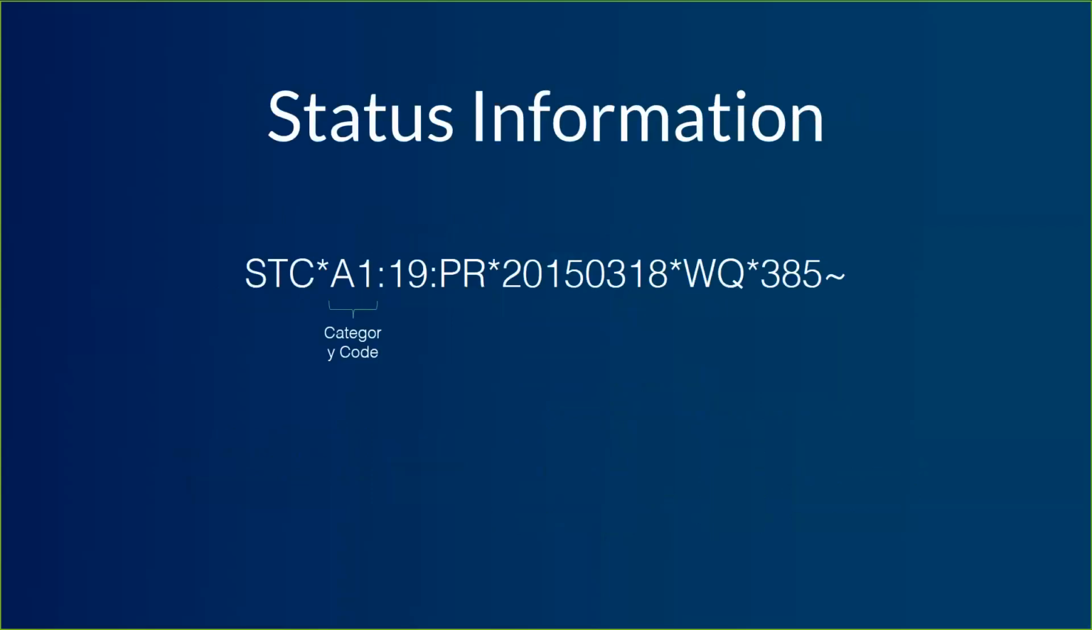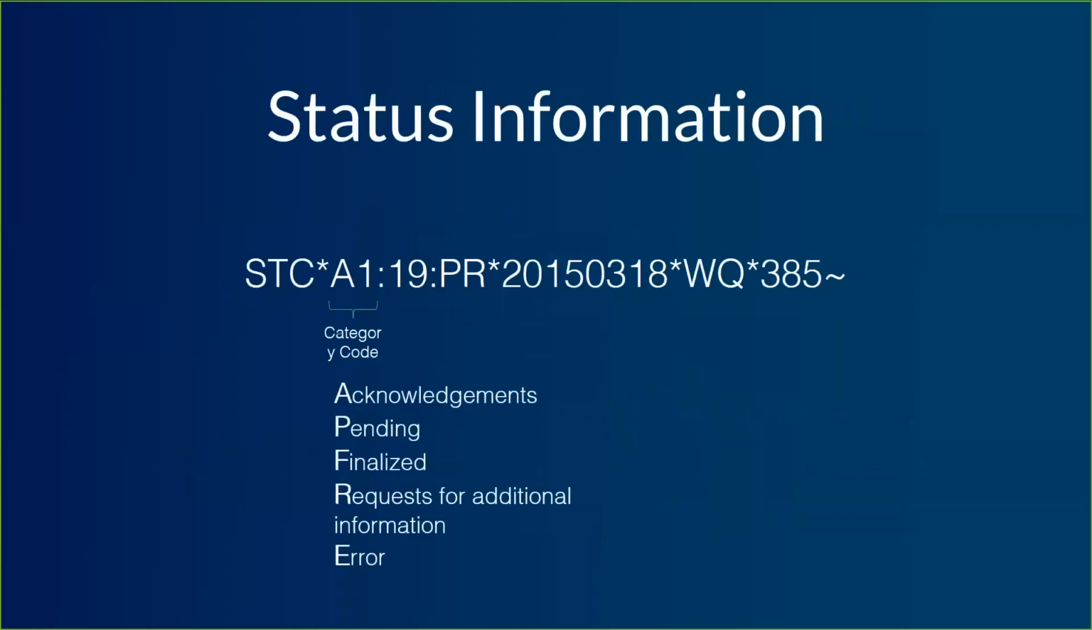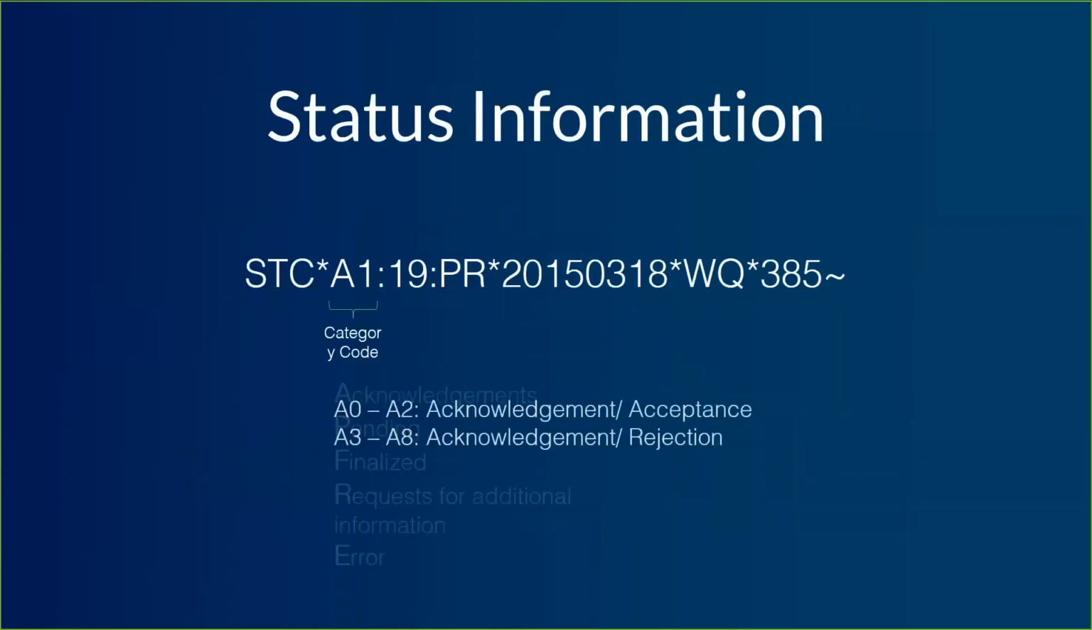The A happens to mean that it was acknowledged. And in fact, there's a couple other letters that they could use. If it started with a P, I would know it was pending. If it started with an E, I would know it was an error. A, though, is by far the most common one that you're going to see. So for the most part, you're going to just need to know A is acknowledgement, and the number that follows will tell you the rest.